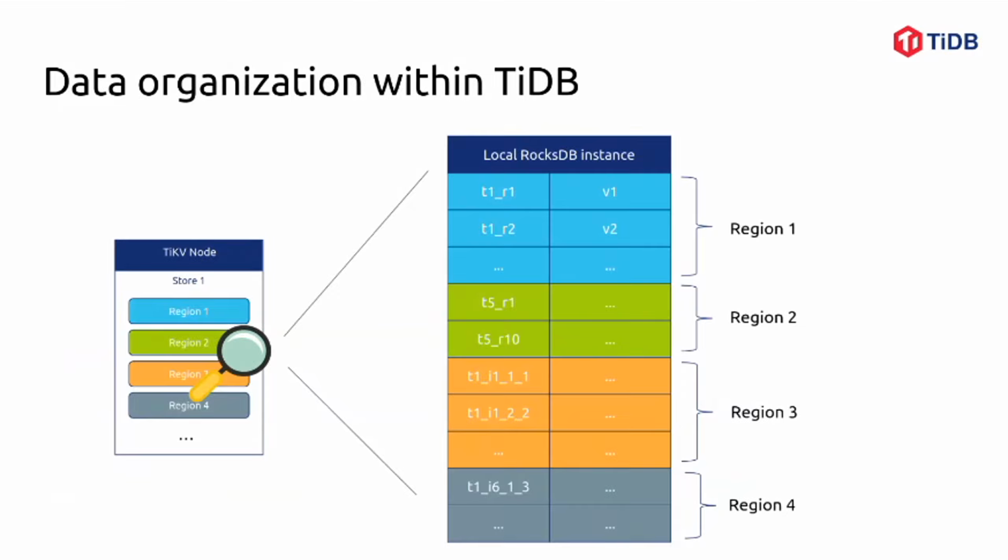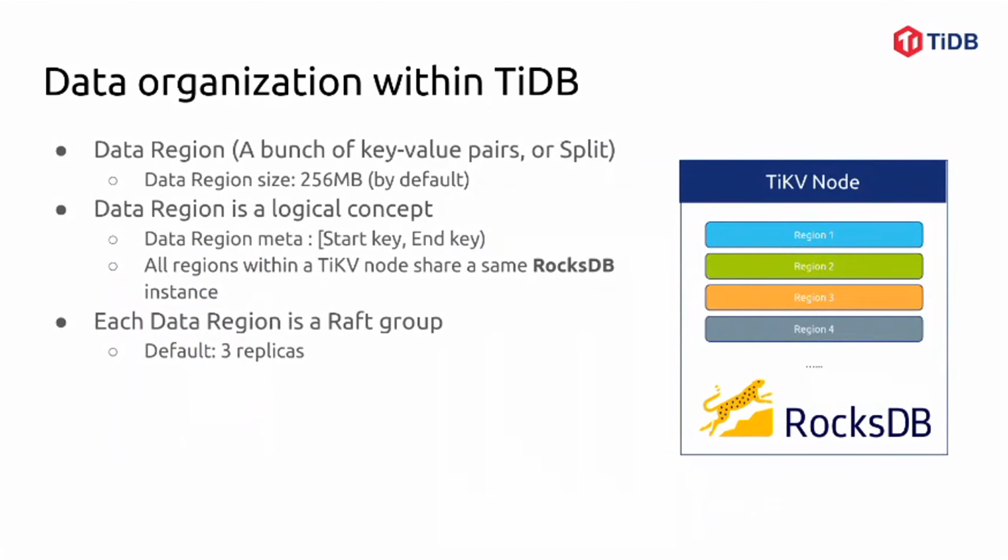So within a TiKV node, there might be multiple regions in a local RocksDB instance. RocksDB is the LSM tree that we are using for TiKV. So these regions are all 256 megabytes, and they're stored locally with RocksDB. And then each data region is a raft group with 3 replicas. So basically, we're combining RocksDB with raft to get a highly available setup with an LSM tree.